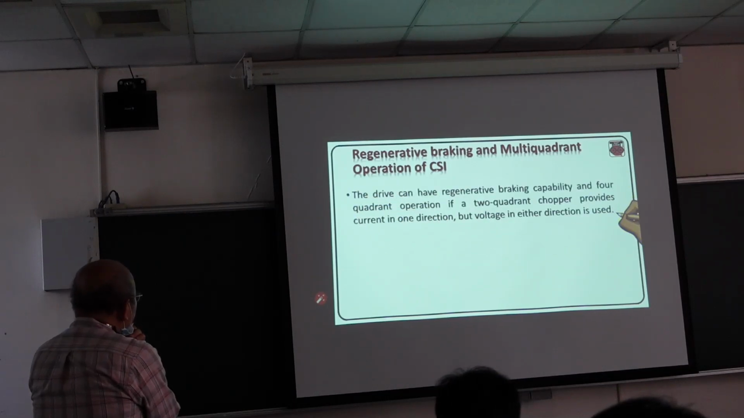The drive can have regenerative braking capability and 4-quadrant operation if a 2-quadrant chopper, which provides current in one direction but voltage in another direction, is used.